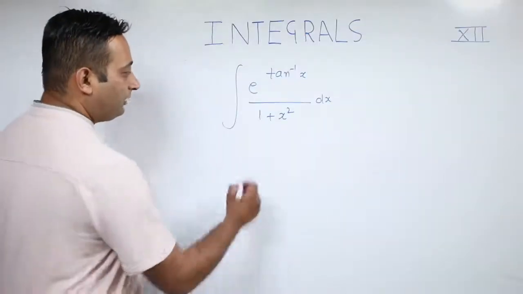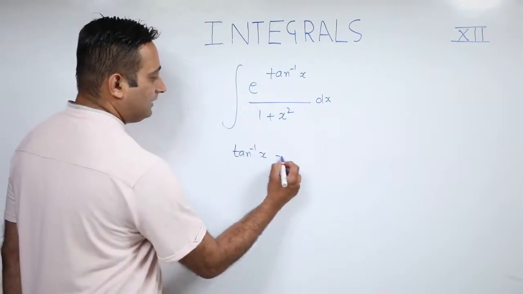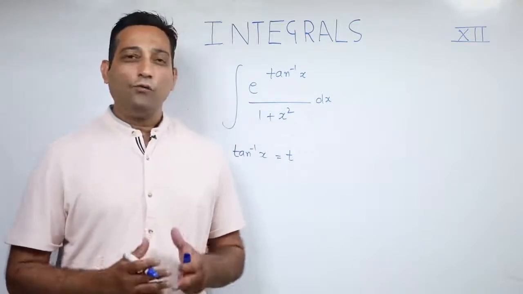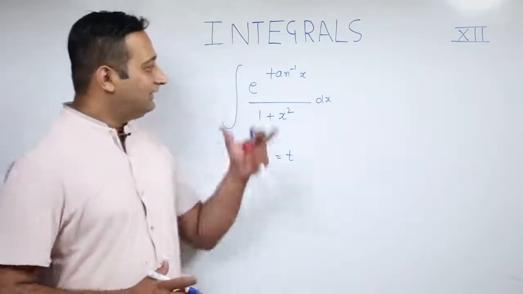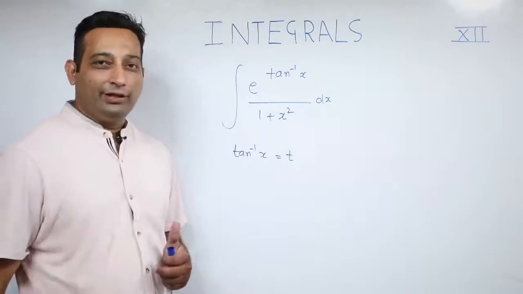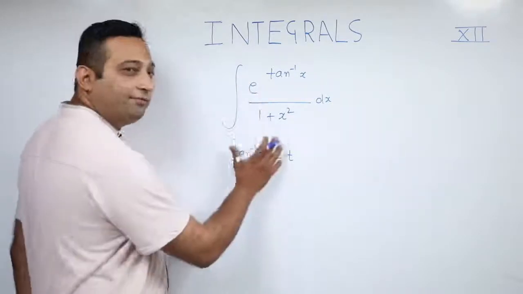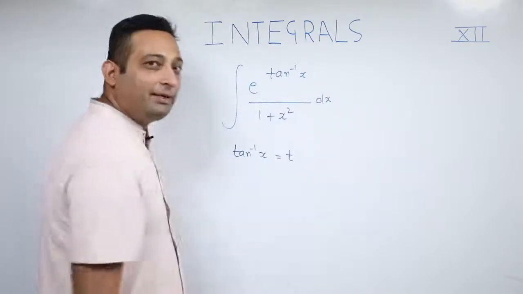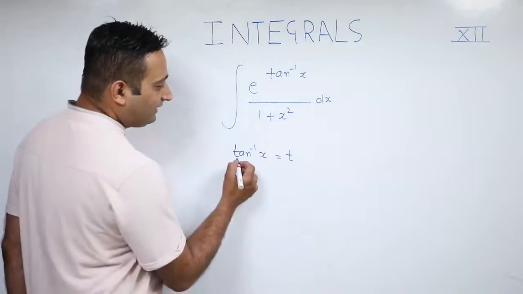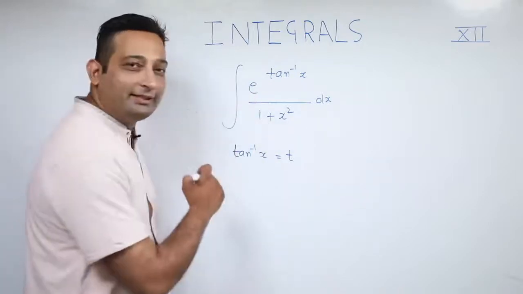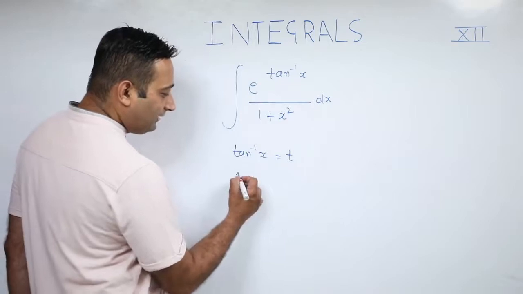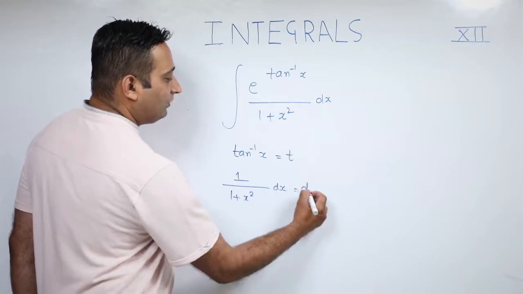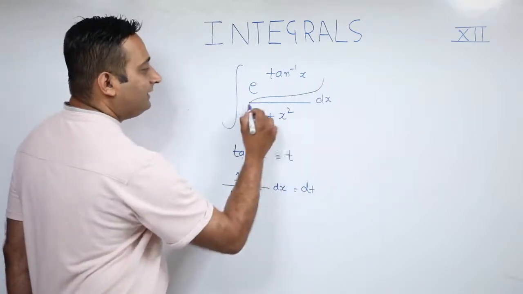In this question, we'll put tan inverse x is equal to t. So the critical part of these questions is how we will find that this part has to be substituted. We have to consider the complete question and we have to see where is the function and where is the derivative present in the question. In this question, we can see that the derivative of tan inverse x is present. So the derivative of tan inverse x is 1 upon 1 plus x square dx is equal to dt, which is already present in the question.